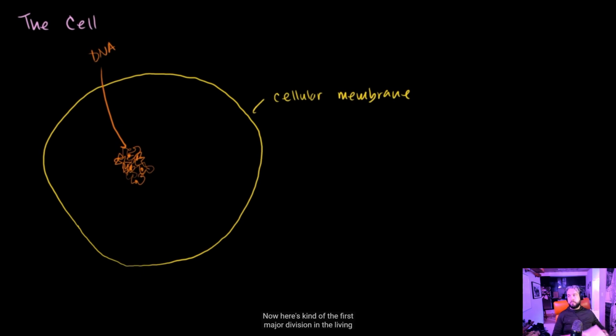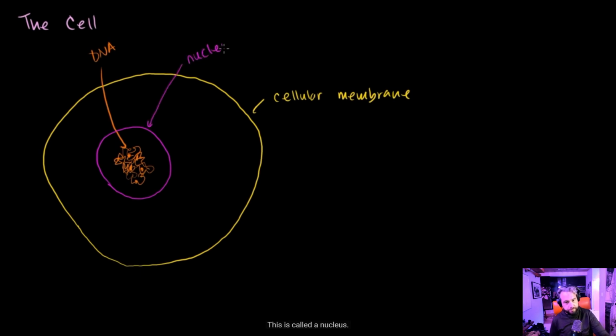Now, here's kind of the first major division in the living world, or at least from our point of view, or that, you know, it seemed obvious, is that some cells have a membrane around the DNA. Around the DNA. So they'll have a membrane around the DNA that separates the DNA and the chromatin and everything that makes up the stuff within the DNA, separates that from the rest of the cell, and this is called a nucleus.